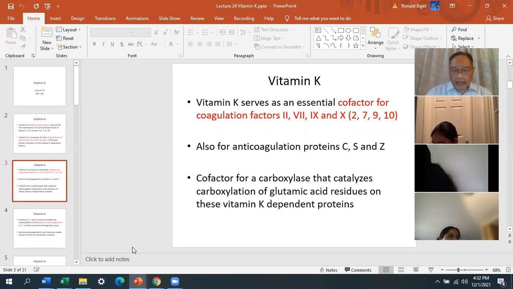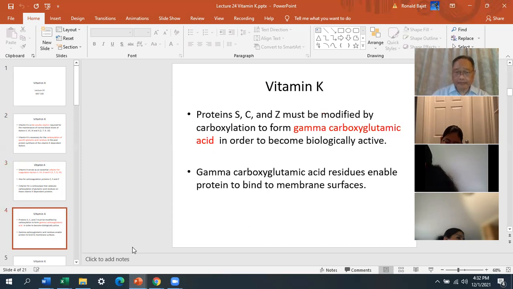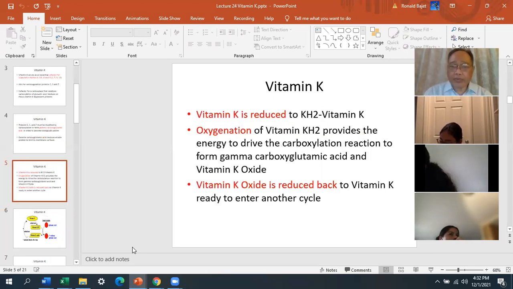It's a cofactor. Vitamin K is a cofactor for carboxylase that catalyzes the carboxylation of glutamic acid residues on vitamin K dependent proteins. C, S, and Z must be modified by carboxylation to form gamma carboxyglutamic acid in order to become biologically active. And gamma carboxyglutamic acid residues enable the protein to bind to membrane surfaces. So that is very important, the gamma carboxyglutamic acid. Okay, so what happens is vitamin K is reduced, and again, this will all be described in the metabolic pathway of vitamin K in an upcoming slide, in the next slide actually.